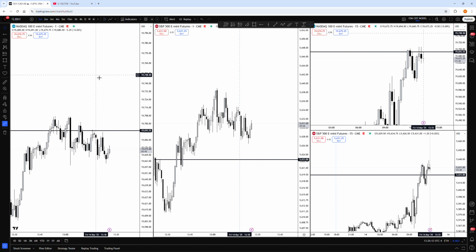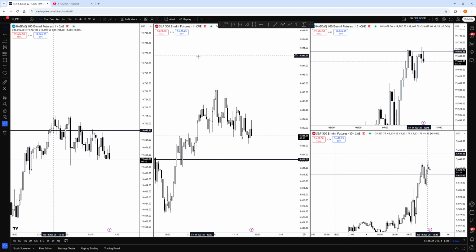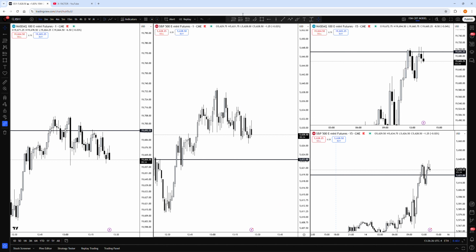Today we had this model play out beautifully. This is a very quick model. It's in and out, 15-minute CRTs and higher time frame areas, specifically the previous day high and the previous day low. We are going to go through the protocols here right now.